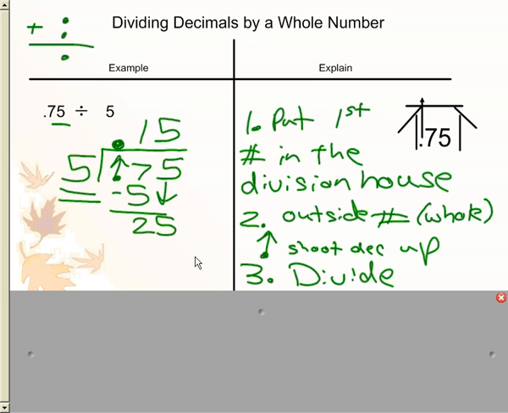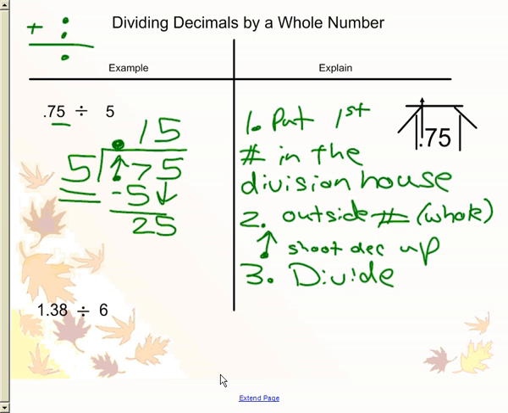I will also have an extra video on just how to do long division. So if you do not remember how to do that, you might want to go back to that video right now and review how to solve long division. All right, let's try another example.